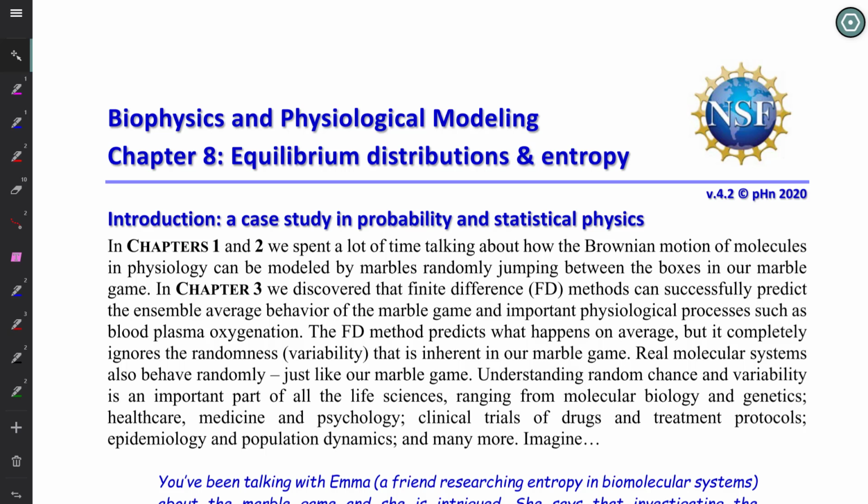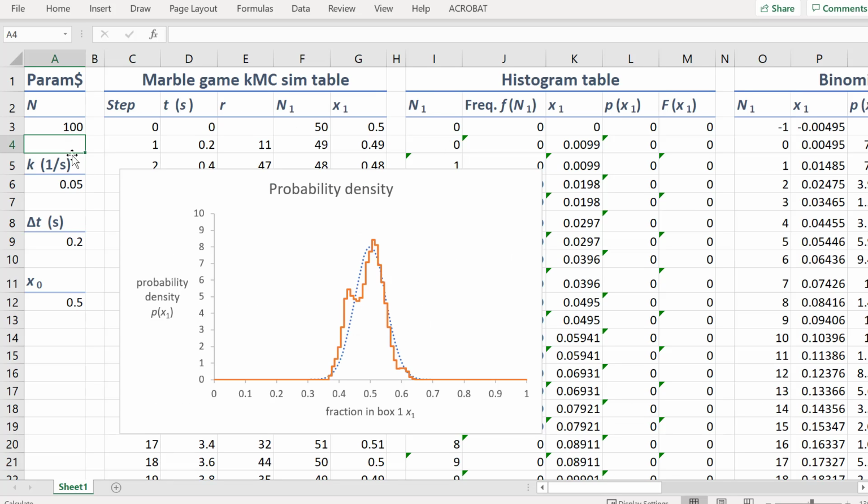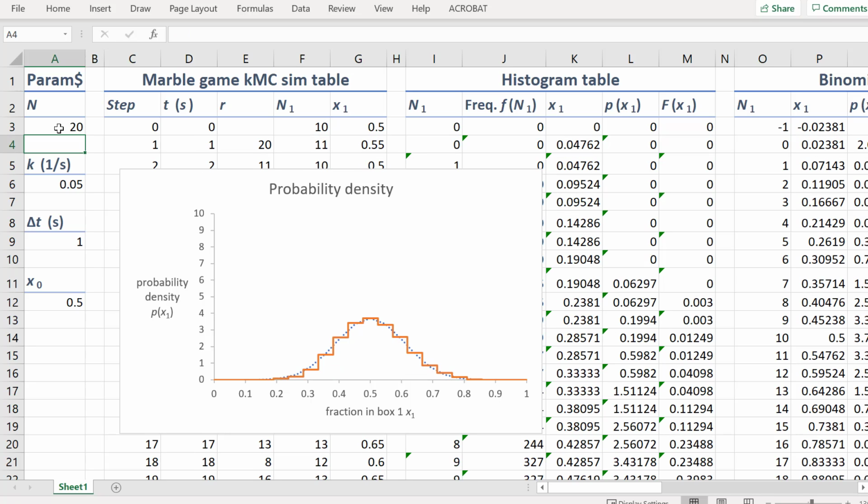In Chapter 8, students investigate the distribution of marbles between the two boxes in the marble game, and ultimately are able to develop a live spreadsheet that shows the distribution of marbles using a probability density as a function of the fraction of numbers in box 1. This spreadsheet is live, and it shows different distributions generated randomly from the marble game at equilibrium. And by changing the number of marbles, students can see how the distribution changes with the size of the system.